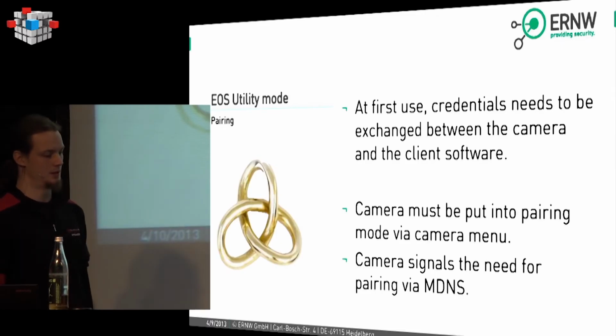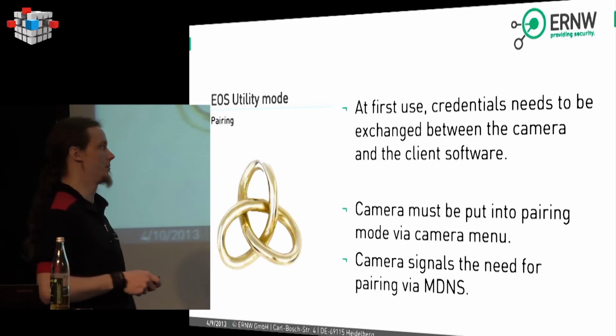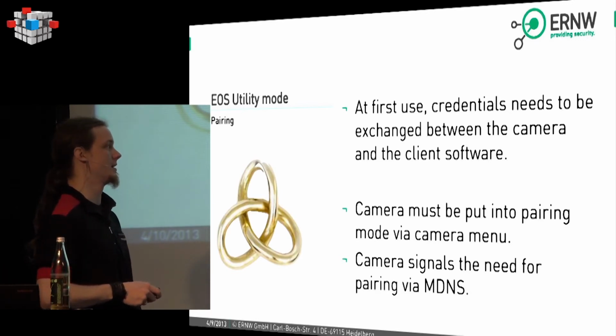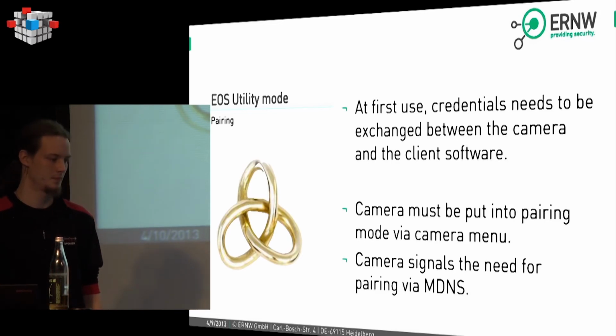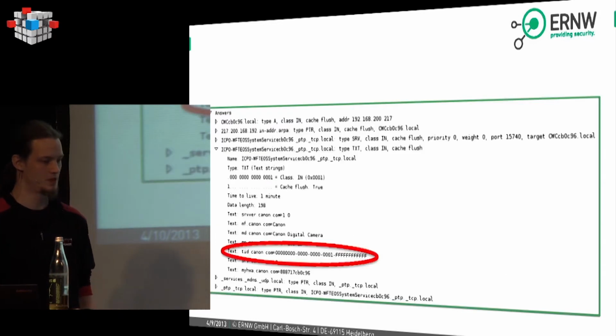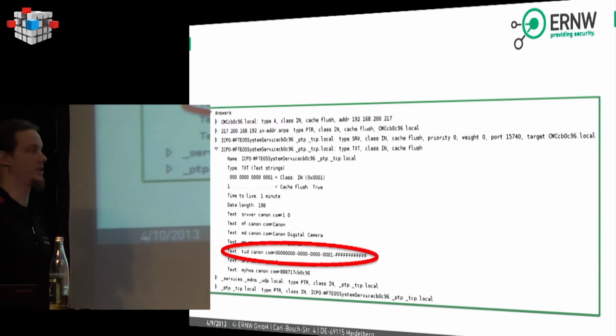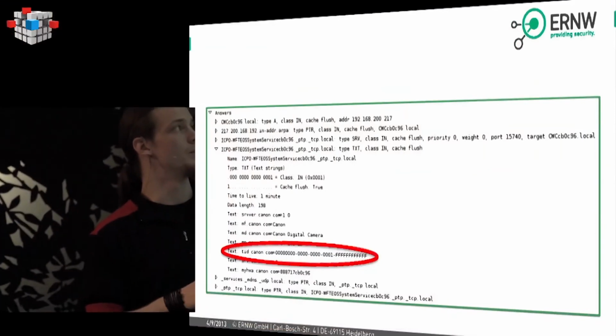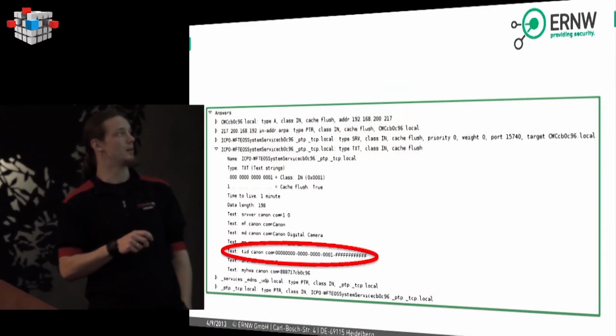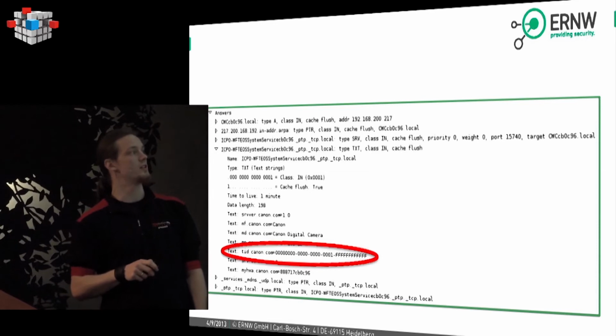So yeah, the camera must be put into this mode manually, so you can't do this remotely. And also the camera signals the need for pairing via multicast DNS. So this looks like this. That's just a multicast DNS packet sniffed from the camera. And it says somewhere in here, server canon.com, and it's a Canon digital camera.